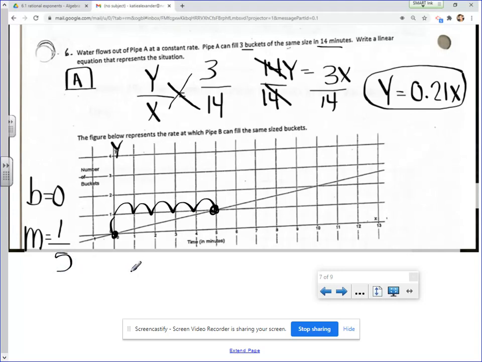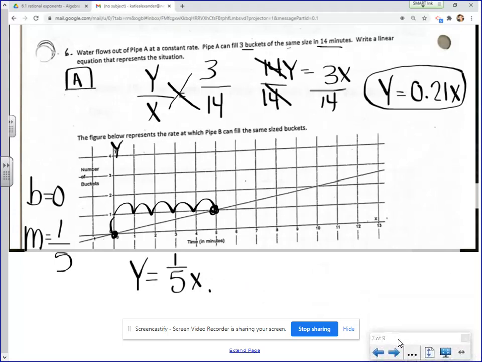And then we plug that into slope-intercept form. So we'll say y equals 1/5 x. And then you could put plus 0 at the end, but most people in math are not going to do that. They're just going to leave it 1/5 x. So someone with a calculator, take 1 divided by 5.